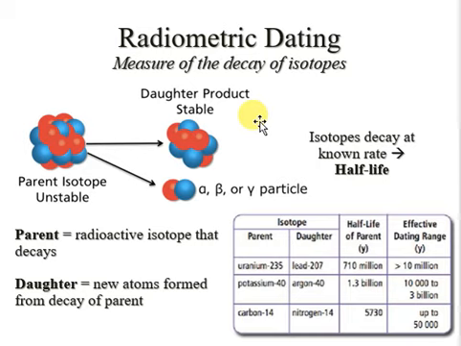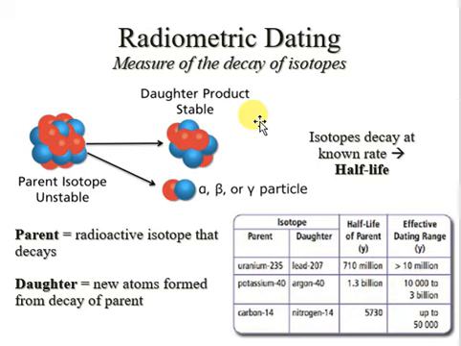So you can actually measure the proportion of a radioactive isotope relative to its more stable form to determine how much time has elapsed. More specifically, what you'll use is something known as a half-life. Isotopes decay at a known rate, and that's called a half-life. Half-life is the amount of time that's needed for half of a sample of radioactive material to decay.